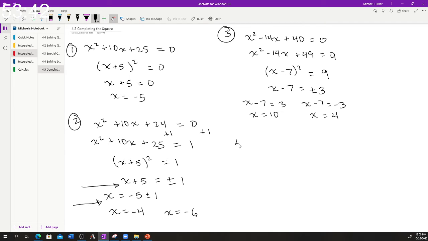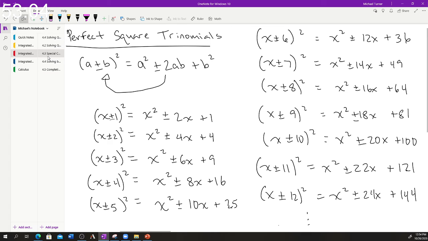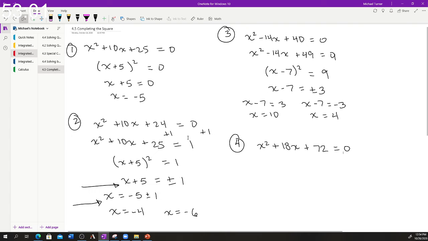Do one more here. Number 4, let's say x squared plus 18x plus 80. So, same thing. I'm going to change this a little just because we already did an example that has 1. Let's say instead, 72. So, if I look back at my slide, I want an 81 there to make it a perfect square.